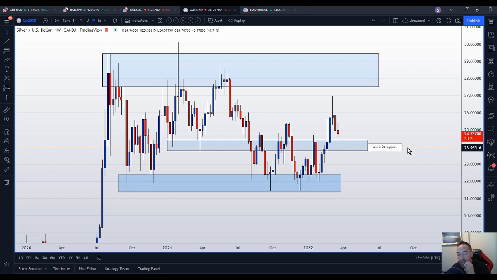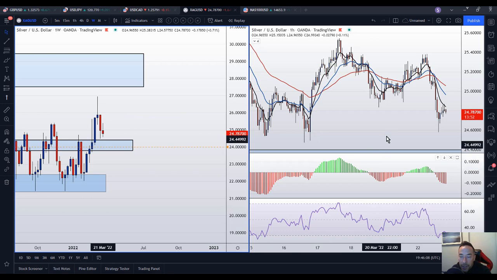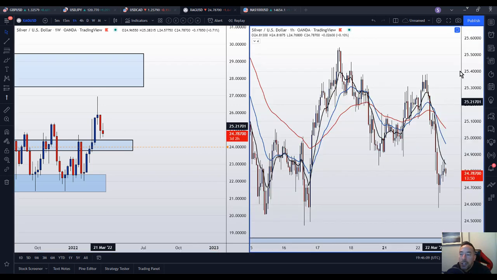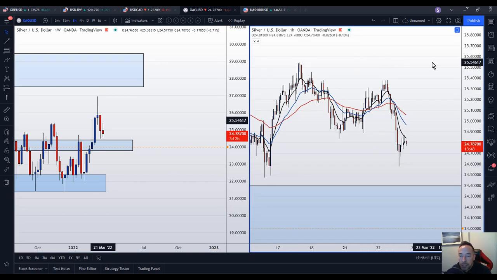And it's really a simple case of waiting. When the alert goes off, then we're looking at the smaller time frames and looking for long setups there. Potentially, you could look for shorts on a smaller time frame into the zone. But again, like I keep saying, guys, you have to have a setup. You have to have a strategy.